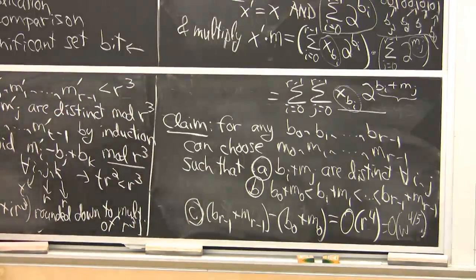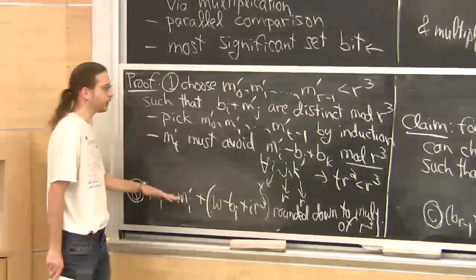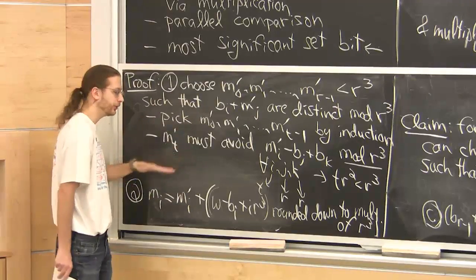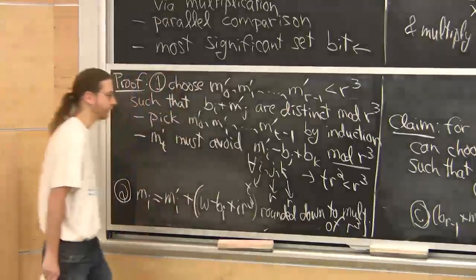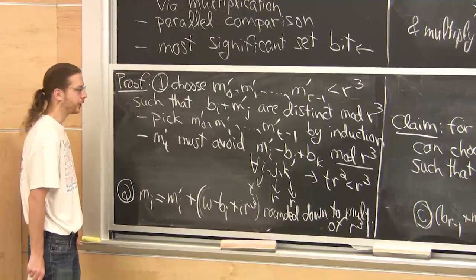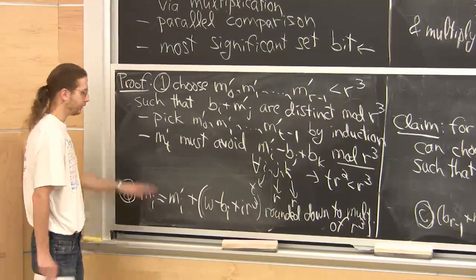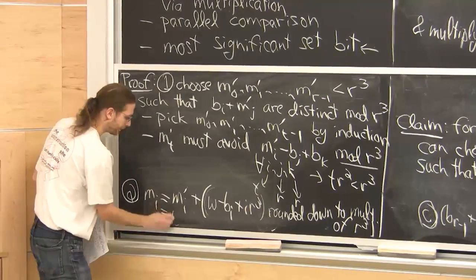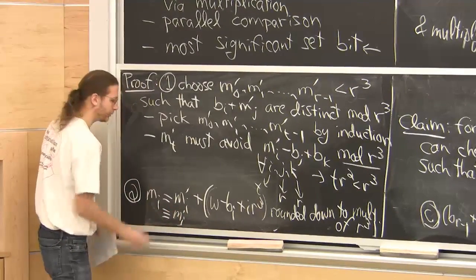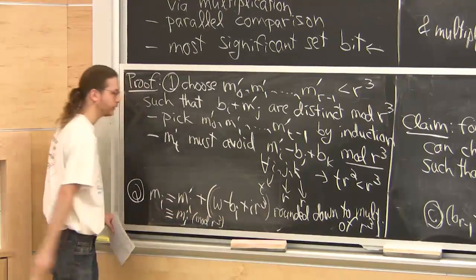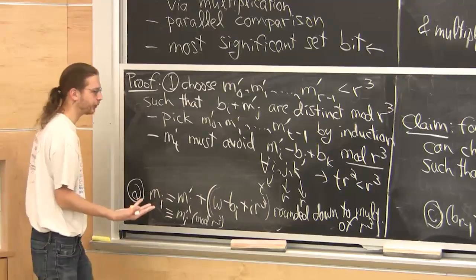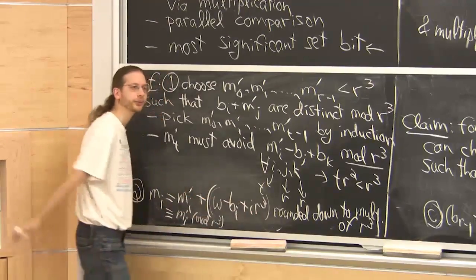Okay, the annoying issue here is we don't want to mess things up modulo r cubed. So we need to round things down to be a multiple of r cubed so that this is congruent to mi prime. That's what we want. We want it to stay congruent mod r cubed. Okay, well, why do we need to round down to a multiple of r cubed? We were adding on i r cubed.